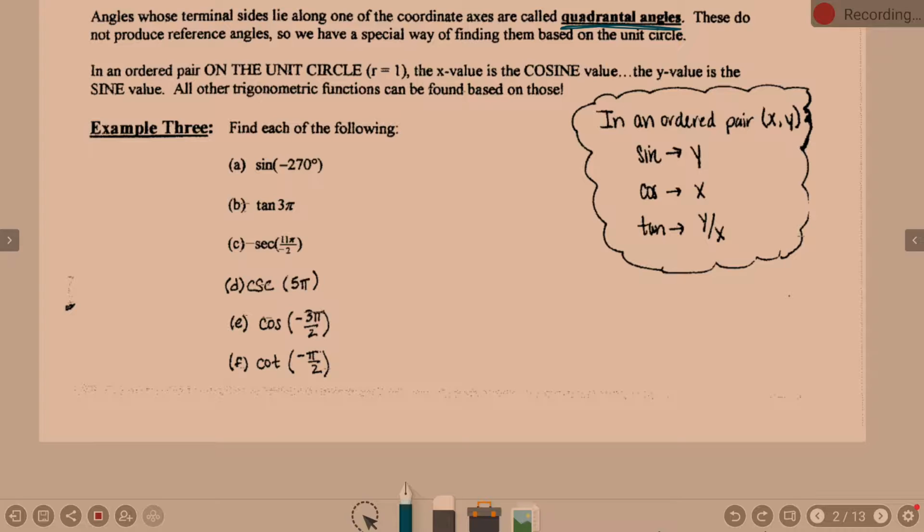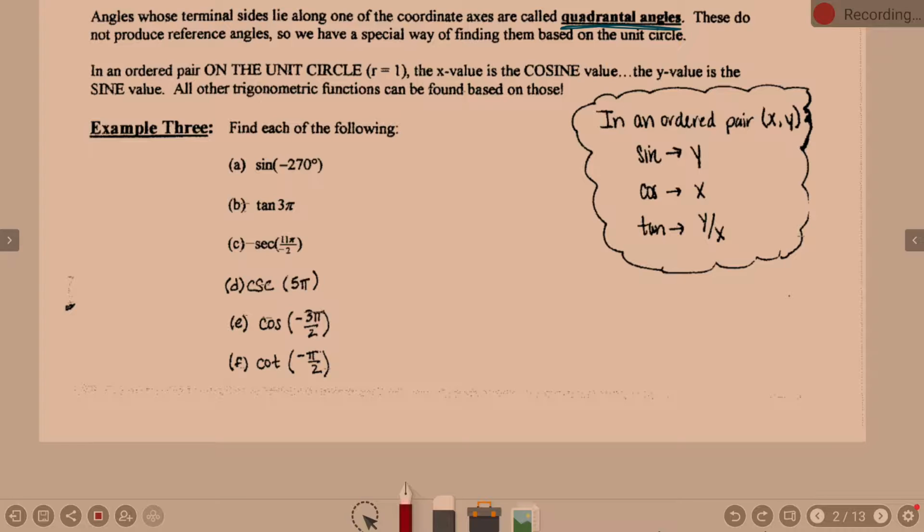Okay? So, these do not produce reference angles, so we have a special way of finding them based on the unit circle. This is already kind of on your unit circle, but in an ordered pair on the unit circle. Now keep in mind, this is called a unit circle, as in the radius is 1 unit. If you notice here, going out from the center to any of the edges on the axes, it goes out, up or down 1, doesn't it?